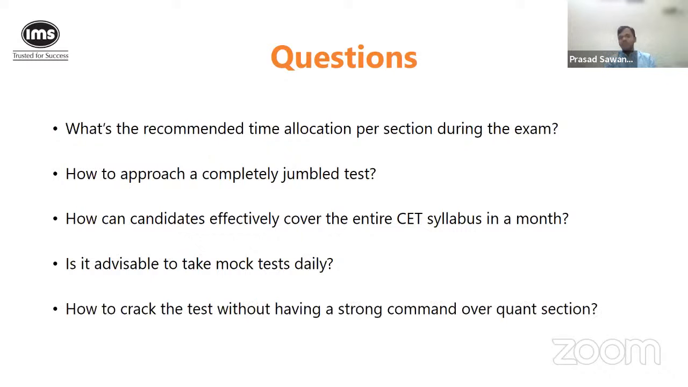Moving to the last question from this, which is how to crack the test without having a strong command over the quant section. Now, within quant, don't leave data interpretation completely, because it is just percentages and ratios. So I will say that you do percentages, you do ratios really well. These two areas, if you are able to master these two, any DI set can be solved easily. But if you don't have percentages and ratios as mastery, then DI becomes a little shaky.